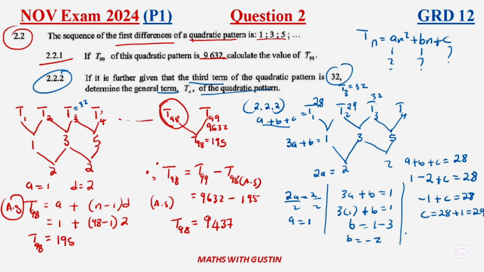Okay, so therefore we can come here and substitute this into our formula. Therefore Tn is equal to n squared minus 2n plus 29. This would be our general formula, guys. You can check our general formula by substituting term 99 to see if you get 9,632. All right, and that will be all for question 2.